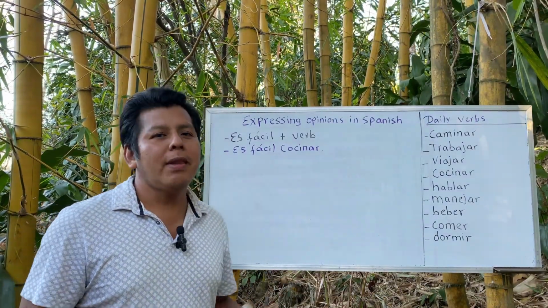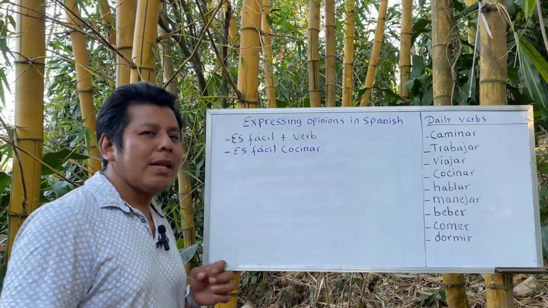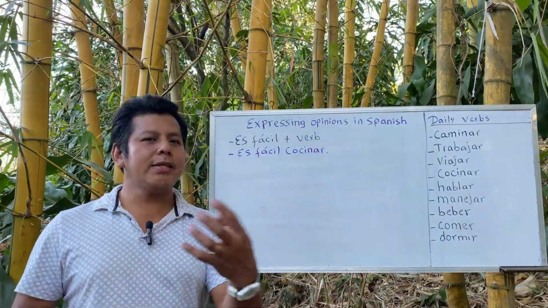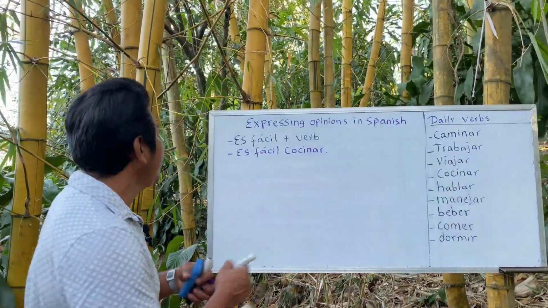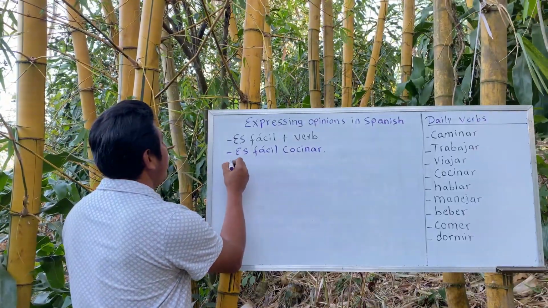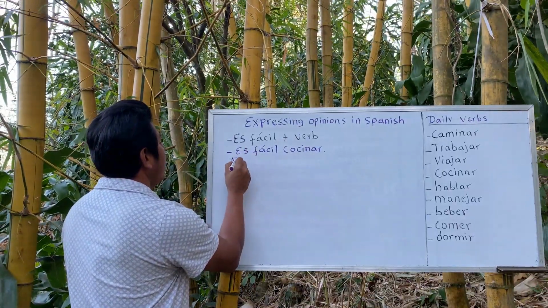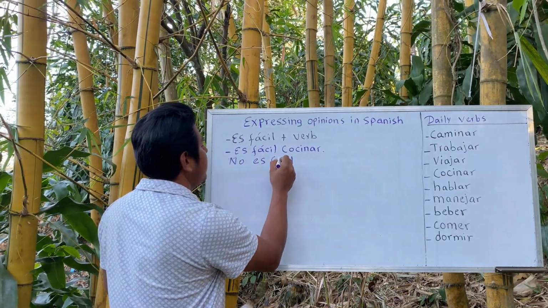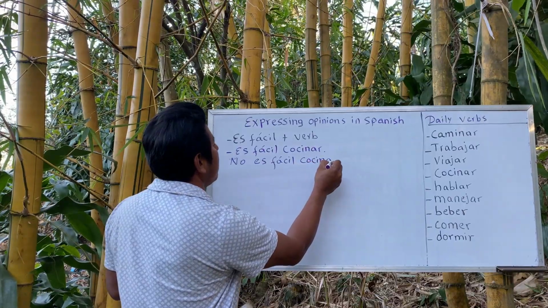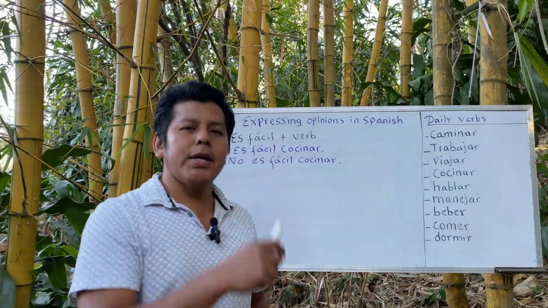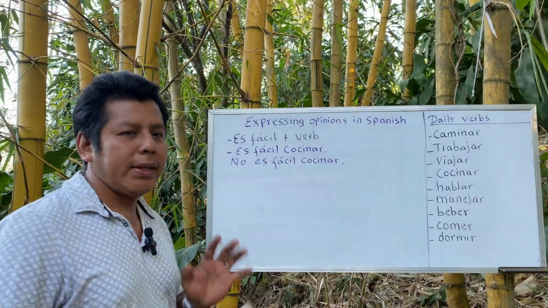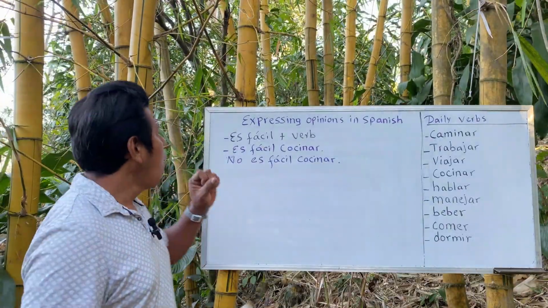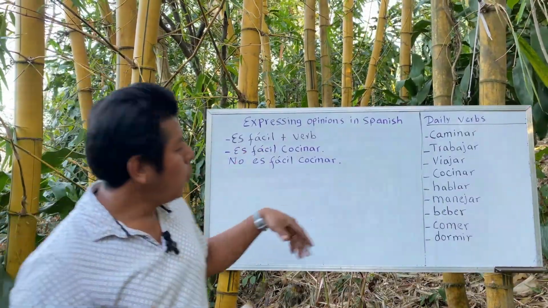But possibly I cannot cook and it's a little difficult for me. How would I say that it's not easy to cook? So I would say it like this. No es fácil cocinar. Great. You say es fácil cocinar, but I say no, it's not easy. No es fácil cocinar. That's perfect. Okay, es fácil to do what? What else?